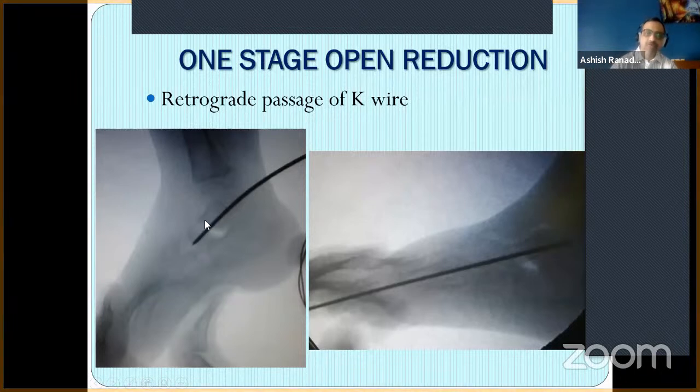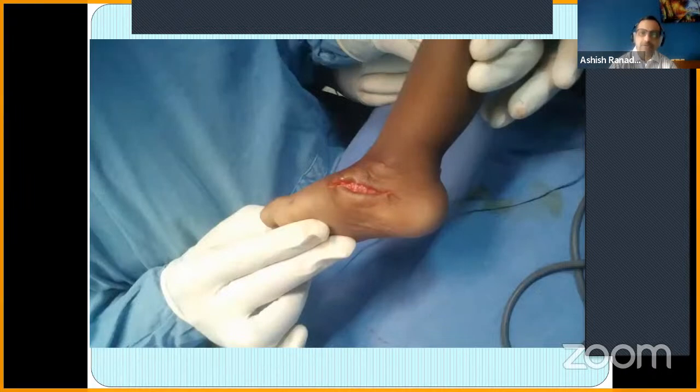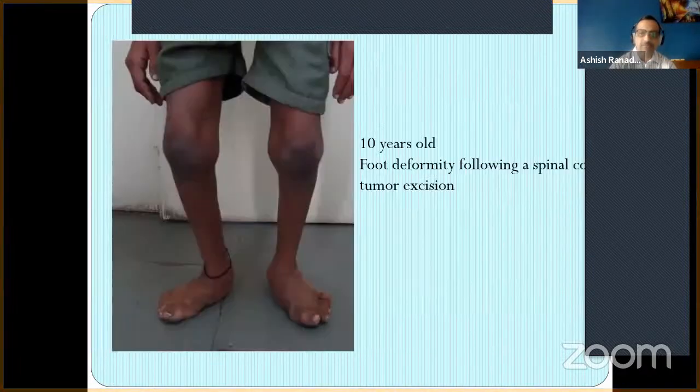And I use that as a joystick to correct the plantar flexed talus, and once that is reduced, manually I reduce the navicular over the talus and push it forward. And that's how the reduction is maintained. I tend to keep these wires underneath the skin and put the child in a cast. And that's how this was treated. It's showing the reduction of the dislocated joint.